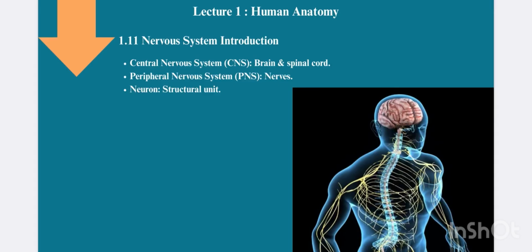Then nervous system introduction. Basically the nervous system is divided into two parts, CNS and PNS. CNS is brain and spinal cord and PNS is nerves. And third one is neuron, which is the structural unit.